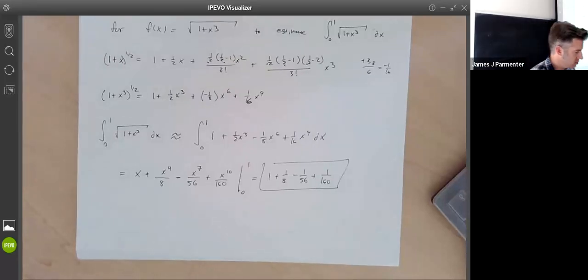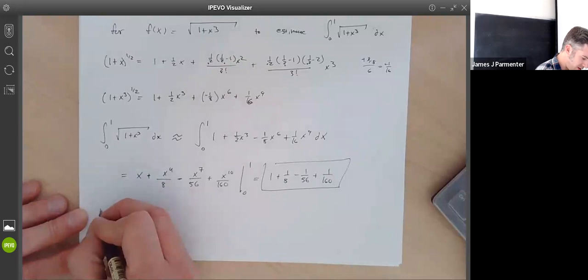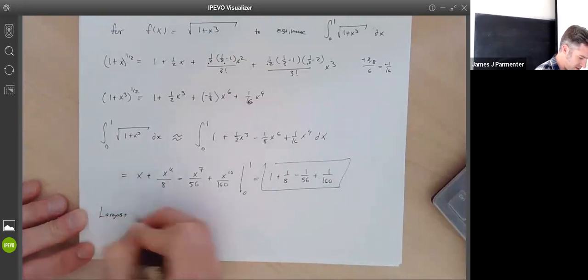Question. What's the largest possible error of this estimate?